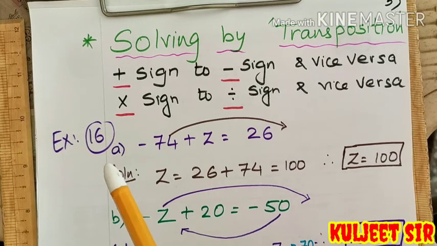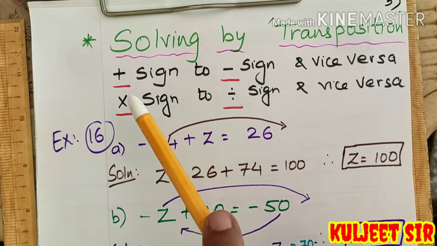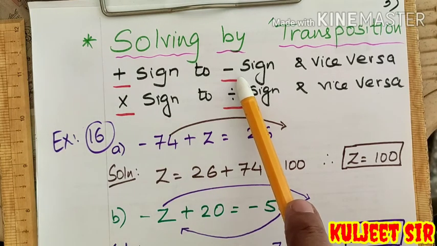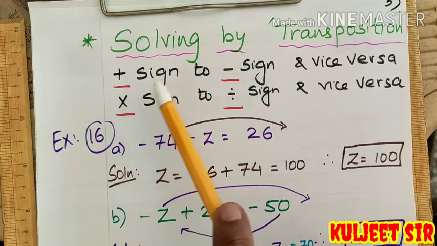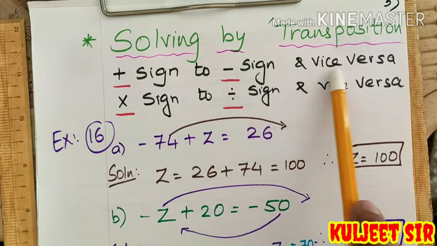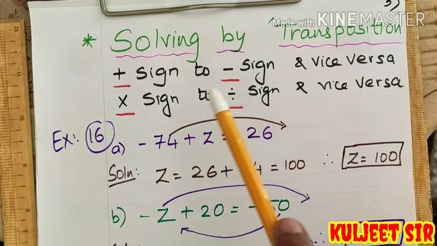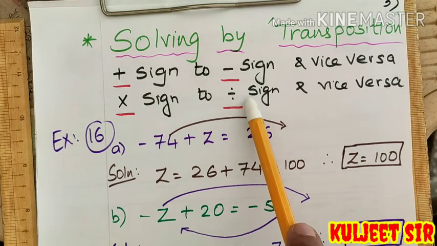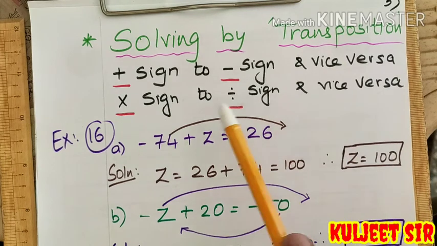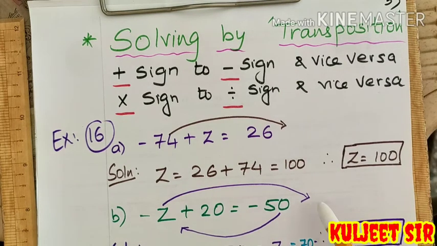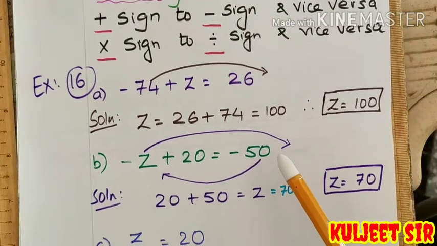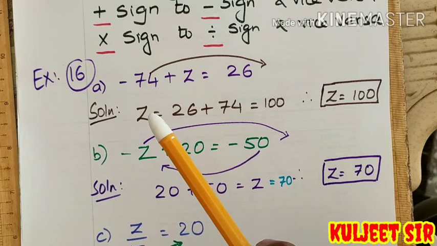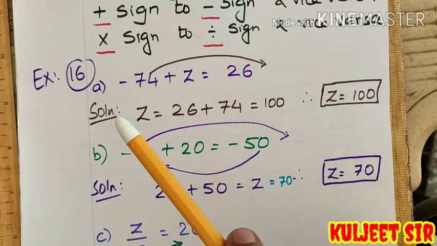What I have to remember, I have just put down a general rule. Whenever there is a plus sign, when it goes on to the other side of equal to, the plus sign changes to the minus sign, and vice versa. The minus will become a plus. Whenever there is a multiplication sign, the multiplication will change to division, and vice versa. Division will become multiplication. To explain this very clearly, we'll take the help of example 16. Example 16 also has the 4 sums in it.